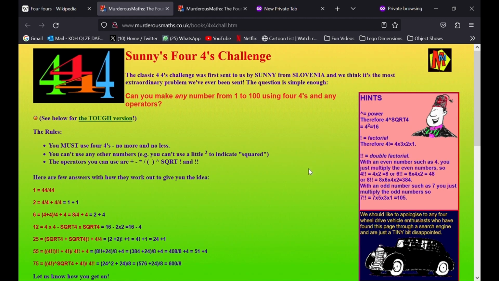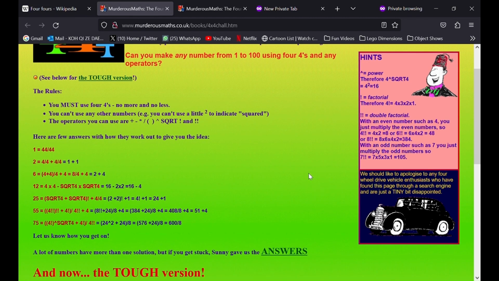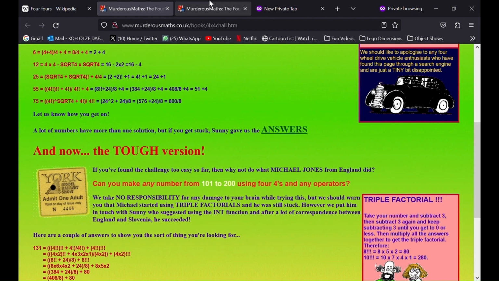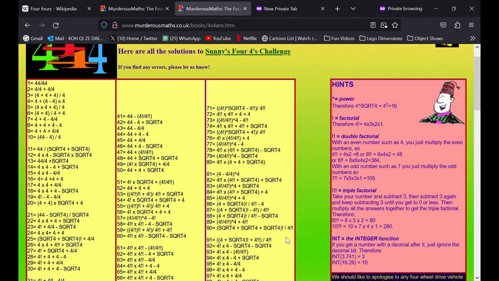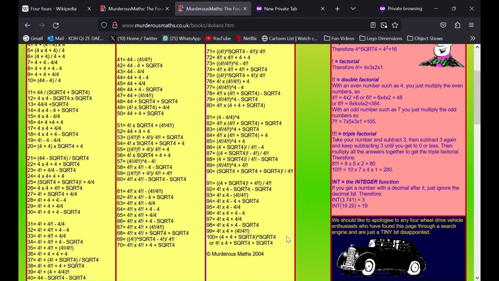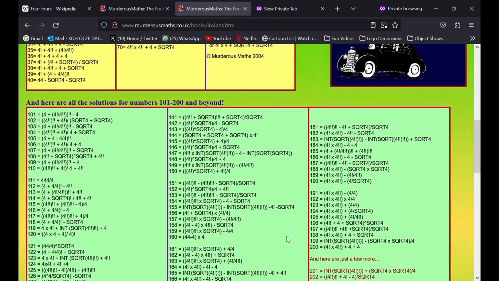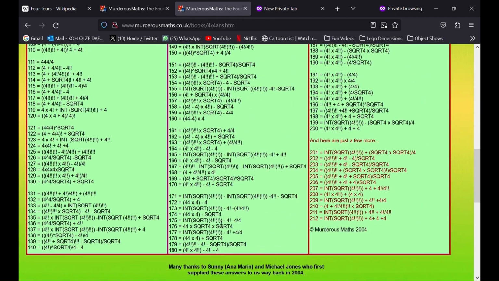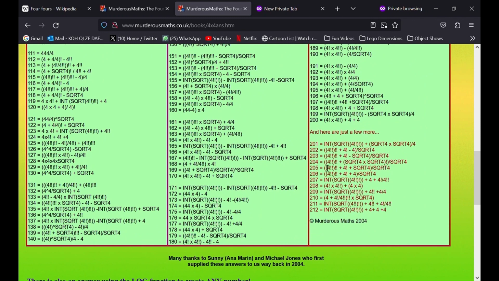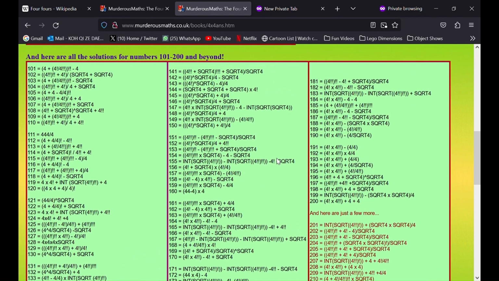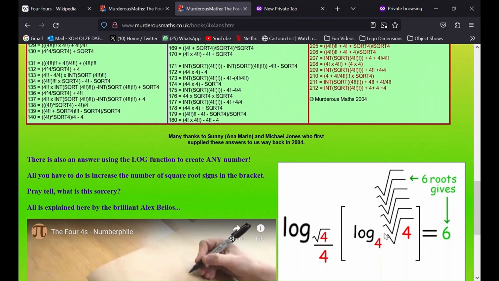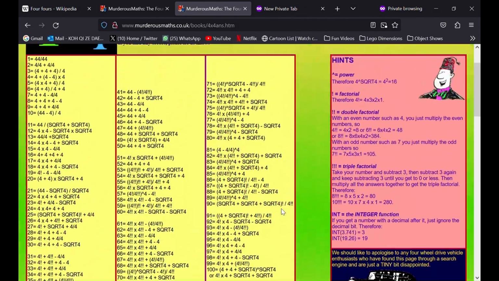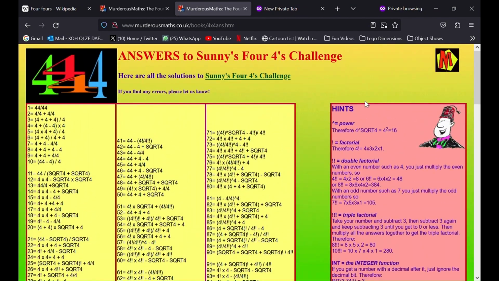This website is old. It's older than me. I think they managed to do it pretty well. They gave answers for all of these numbers from 1 to 100. But then when they went from 101 to 200, they started using the integer function, which is kind of cheating. That got me thinking, what if instead of 4-4s, I used 3 3s?